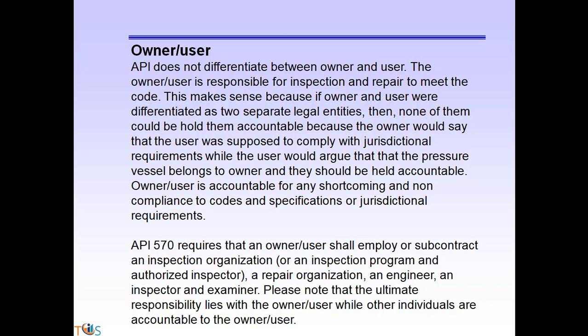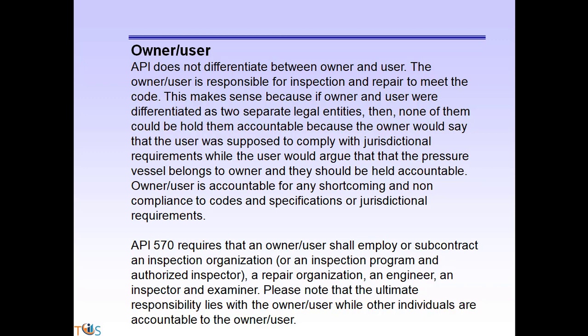It makes sense because if owner and user are differentiated as two separate legal entities, then none of them could be held accountable, because the owner would say that the user was supposed to comply with jurisdictional requirements, while the user would argue that the pressure piping belonged to the owner and they should be held accountable. So owner user is accountable for any shortcoming and non-compliance to code and specification or jurisdictional requirements.